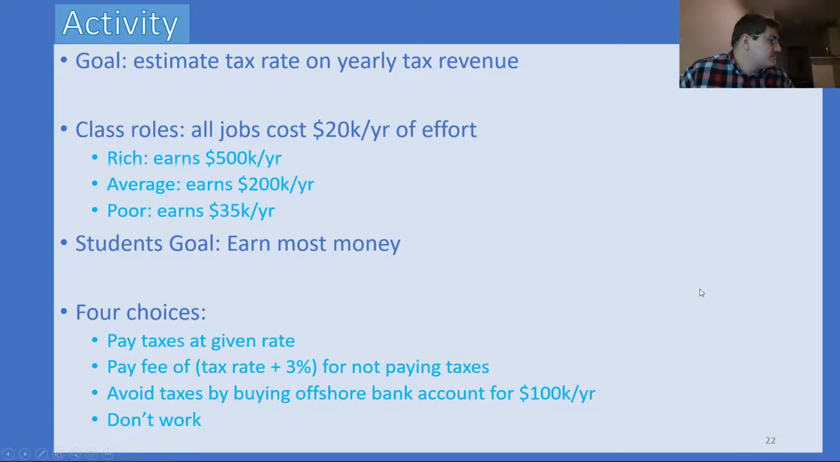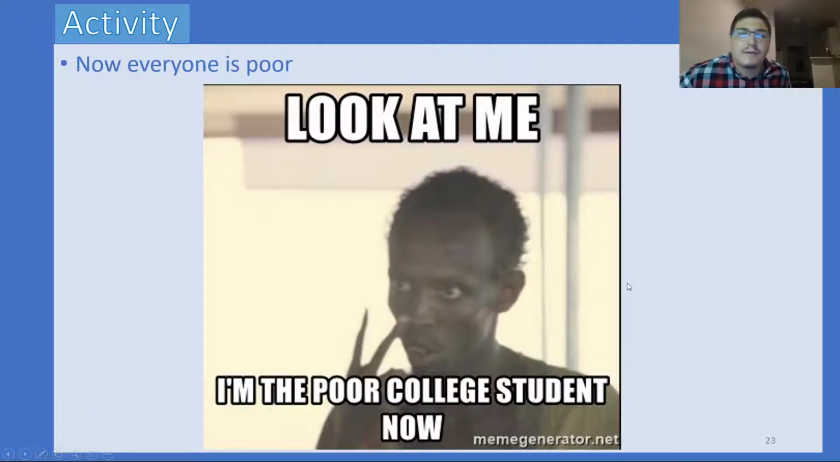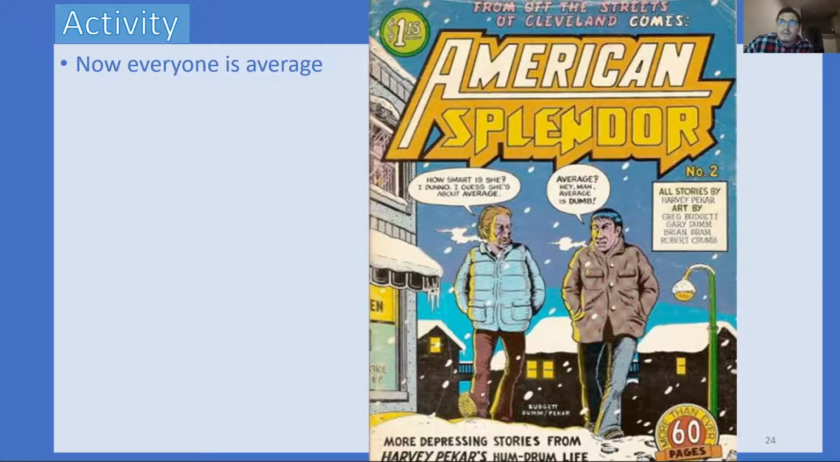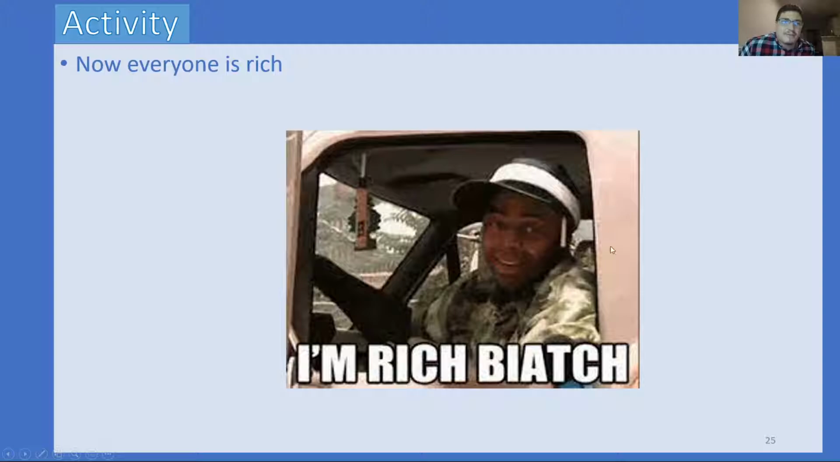So I looked through several different tax rates. I use 10%, 7%, and 5% primarily. I think I go up to 50% at some points, but I forgot it. And then I change the experiment, so now everyone's poor, now everyone's average. This is from the cover of American Splitter, one of my very favorite comic book covers. Average. Hey man, average is dumb. Great quote. Anyways, the final one, everyone's rich. Of course, Chappelle's Show comes in here with this quote.